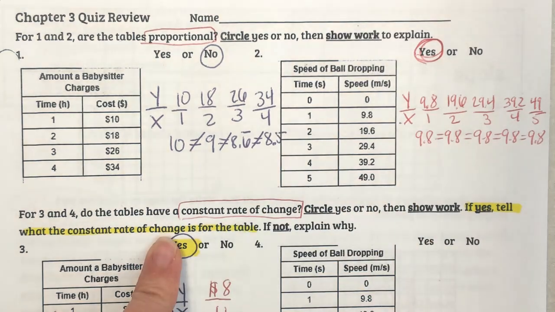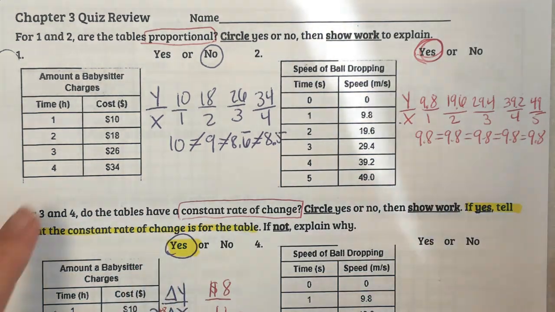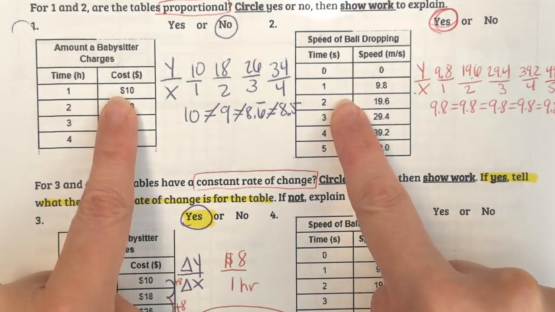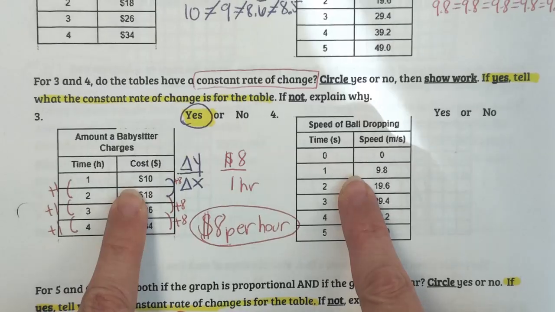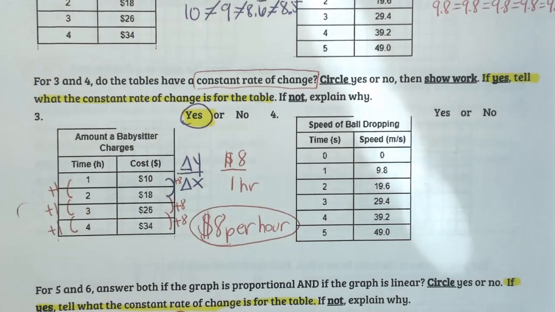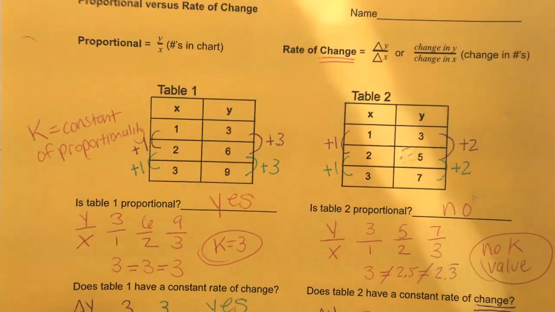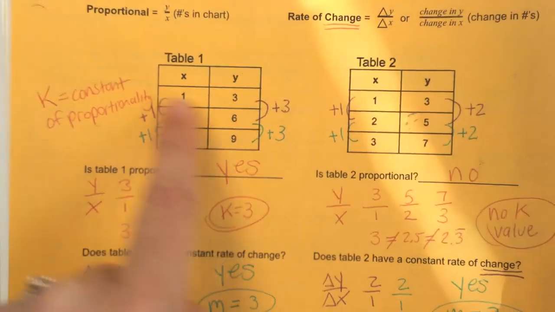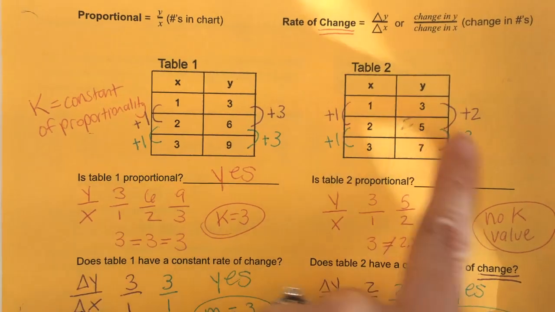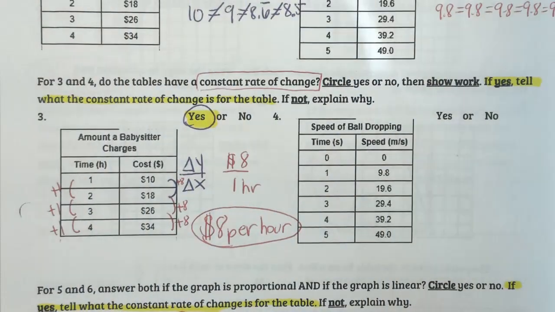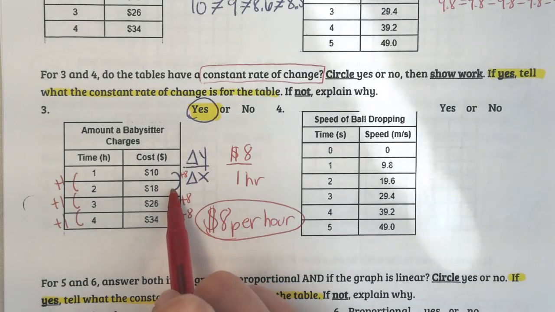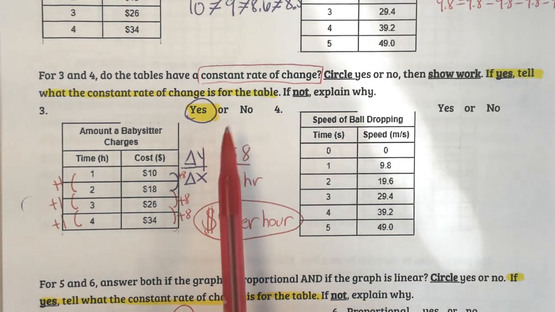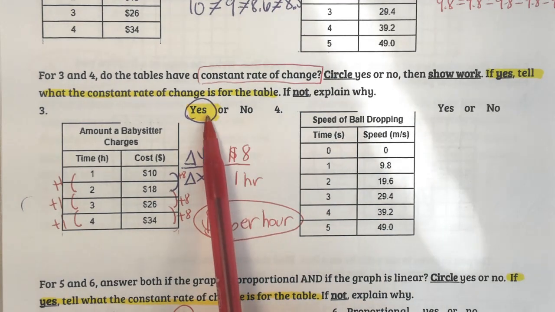Now, the next one, 3 and 4, it says, does it have a constant rate of change? So now we're looking at the change. Yes, and if you look, guys, I just included the exact same table. So first you looked at the tables to see if they were proportional. Now you're looking at the tables to see if they have a constant rate of change. Constant rate of change is my change in Y over change in X. I'm looking at how it is changing as I move across the numbers here. On number 3, it changed by 8 and it changed by 1. 8 over 1, 8 over 1. So since they were all 8 over 1, yes, there is a constant rate of change.